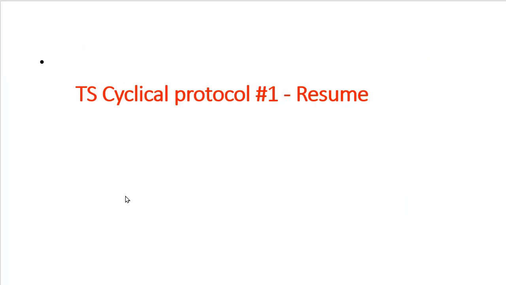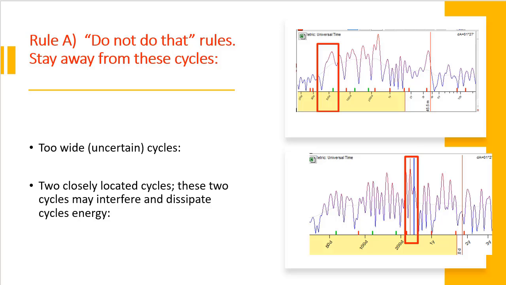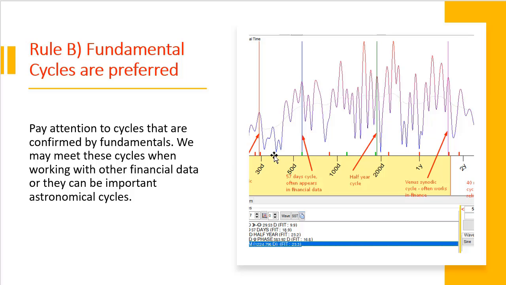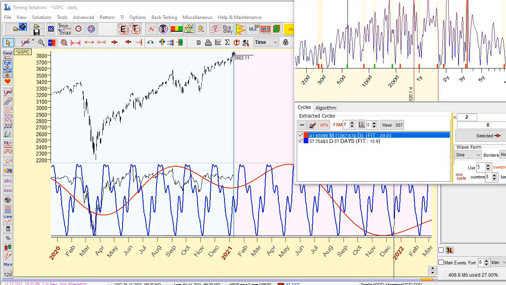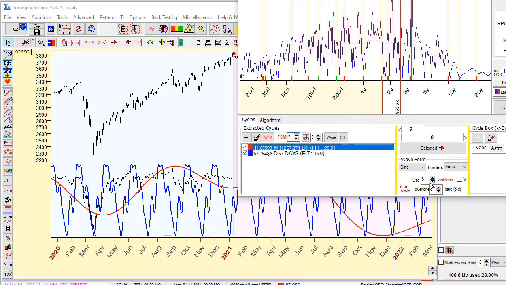Once again, because this is very important, the resume for Timing Solution cyclical protocol number one. There are several rules. Firstly, avoid too narrow cycles and too wide cycles. High and narrow cycles are preferable. Also, avoid closely located cycles like this one and this one. Next rule, fundamental cycles are preferred, so check fundamental cycles firstly. And the last rule, for other cycles, or better for all cycles, conduct walk forward analysis. When you build the projection line based on cycles, I recommend to play with the amount of overtones and forecast stock memory.